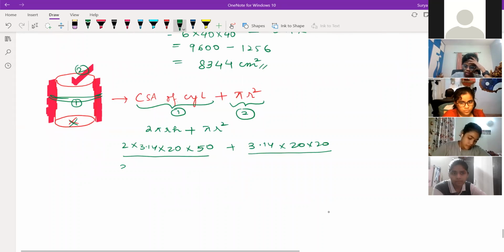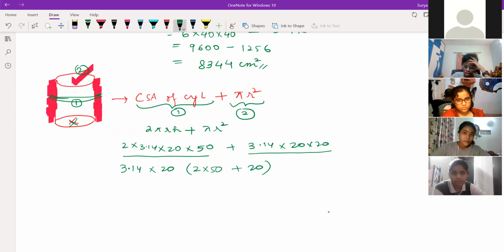So what is the common here? 3.14 into 20 is common. So what we can write? 2 into 50 plus 20. Is it clear to everyone? Yes, sir. 3.14 into 20 is 62.8 if you solve. In bracket you will get 100 plus 20. So 62.8 into 120, children.